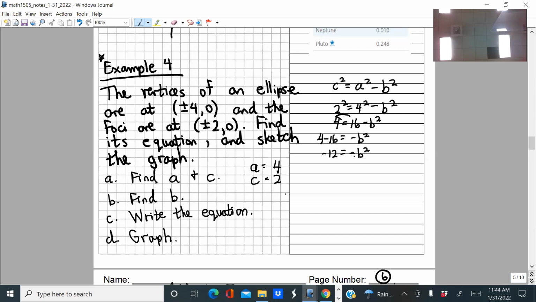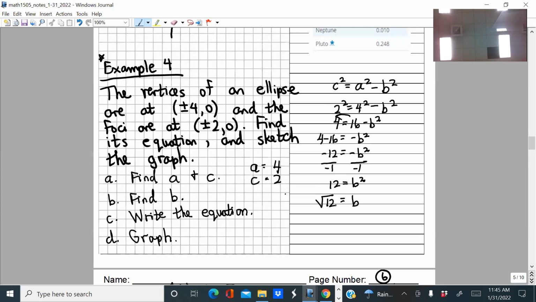Now we have minus 12 is minus B squared. I don't like those minus signs. Can I do something with those? You can just cancel them out, right? Technically, what you're doing is dividing both sides or multiplying both sides by minus 1. And you would get 12 is equal to positive B squared. Now you're in great shape. How do you now solve for B? Square root, right? So B is the square root of 12.